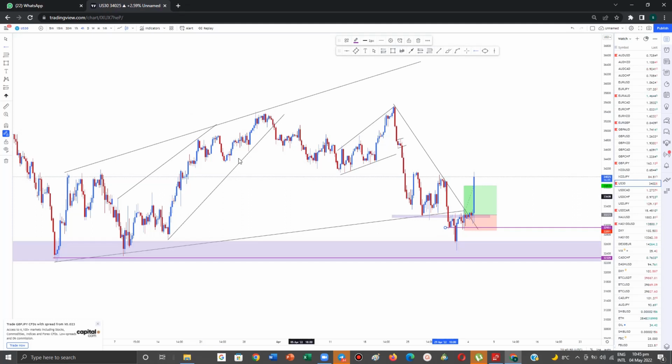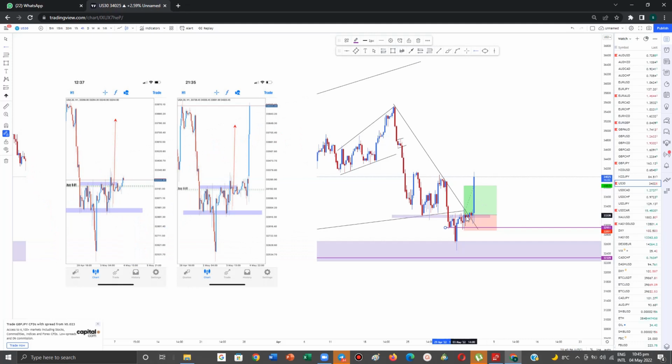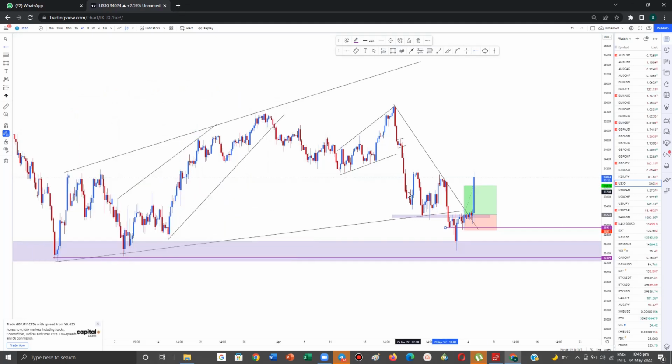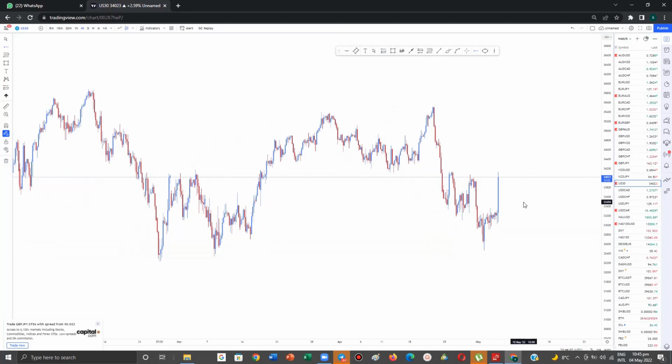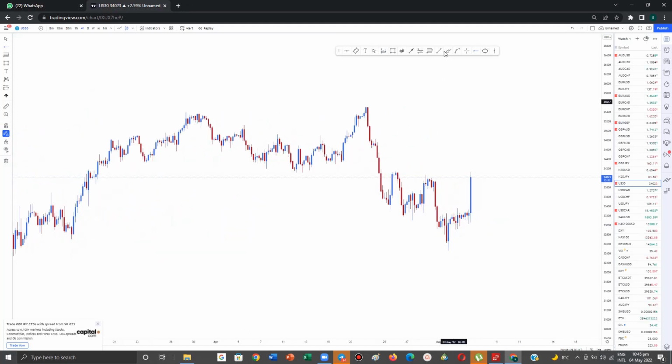I'm going to remove all of this so that I can show you how I came about this setup. You can see that my entry was right here, and then take profit hit immediately after the FOMC. Basically, what I saw here was an inverted head and shoulders. This would be your inverted head and shoulders, right? It's upside down, and it was very, very easy with this one.